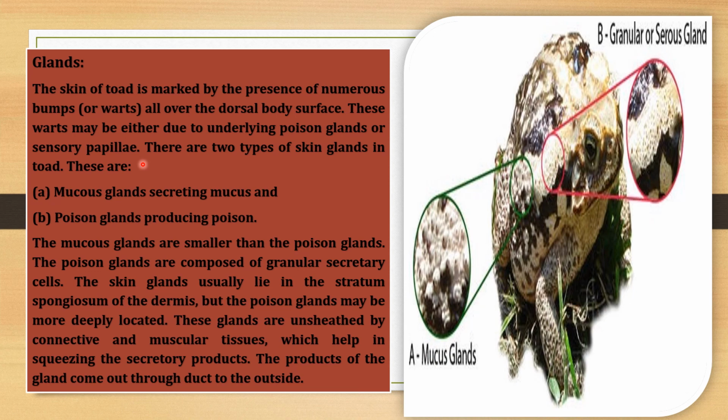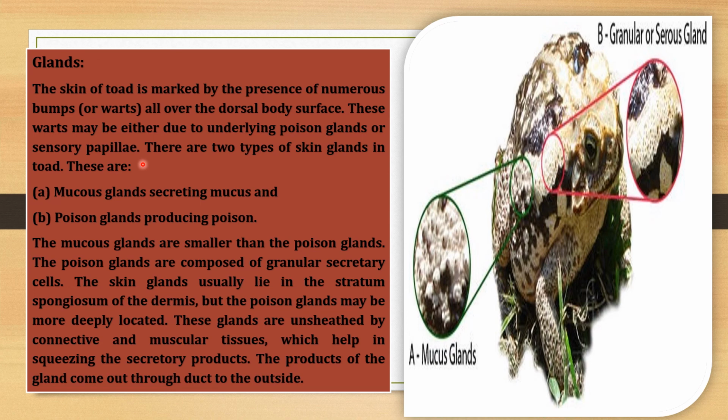Maybe there are some sensory papillae. Sensory means they are like sense organs actually. They react. That means actually they want to tell that these warts are due to poison glands or these papillae. That means the poisonous secretion of a gland. Either this is poison gland or this is any sensory papillae.